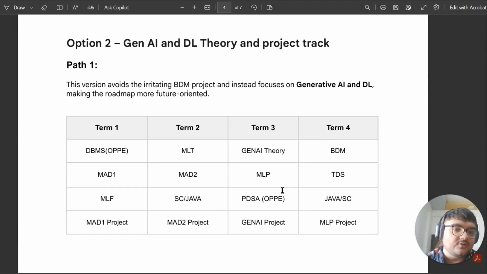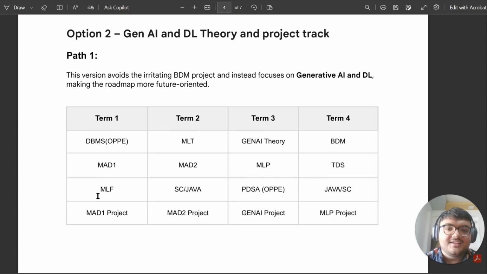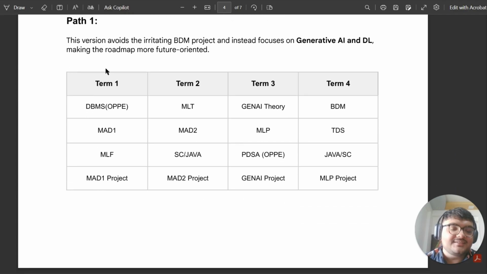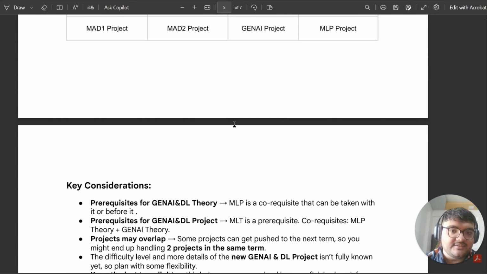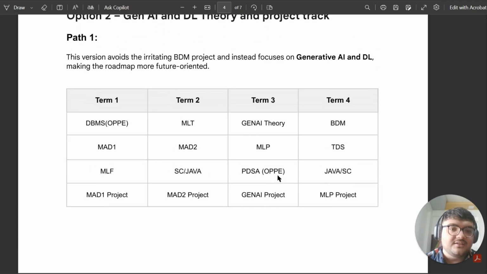Now the NIDL theory project track. This version avoids the irritating BDM project and instead focuses on generative AI and DL, making the roadmap more future oriented. The thing is that I have written in the considerations also: there are prerequisites for Gen AI and DL theory. MLP is a prerequisite. Sorry, MLP is a co-requisite.